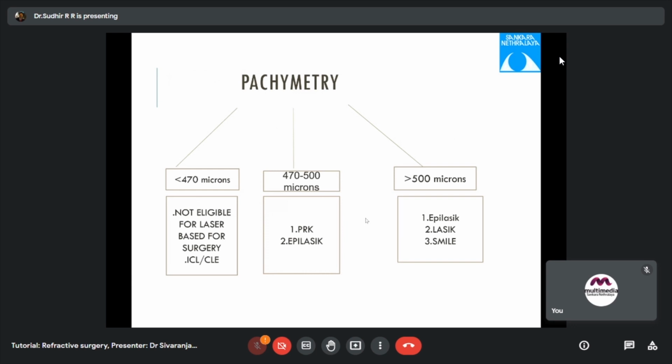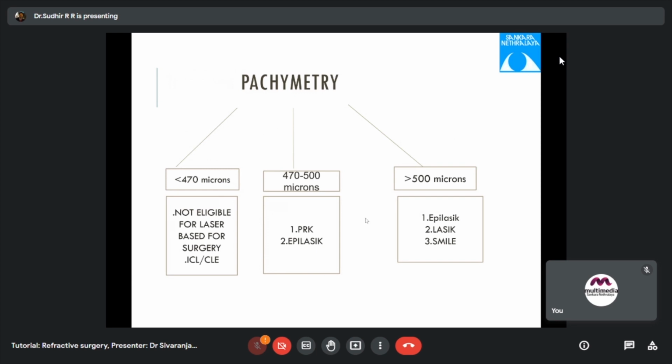In case of 470 to 500 microns, photorefractive keratectomy or Epi-LASIK can be done. More than 500 microns, Epi-LASIK, LASIK and SMILE can be done. Anything more than 470, Epi-LASIK. Even if it's 550, 600, you can do Epi-LASIK. Don't think Epi-LASIK should be done only for low refractive errors. It can be done for any thickness of the cornea.